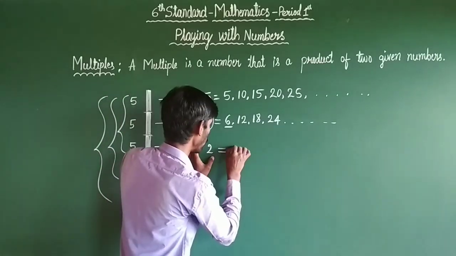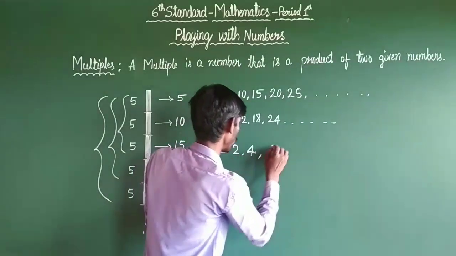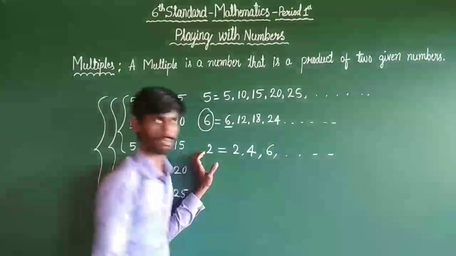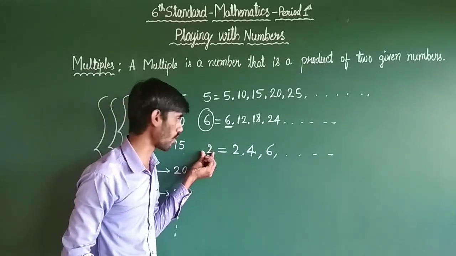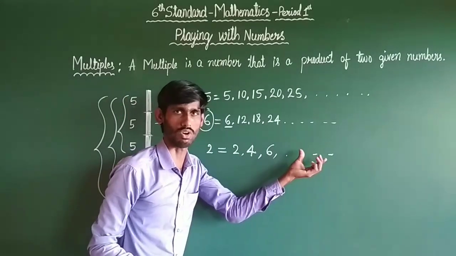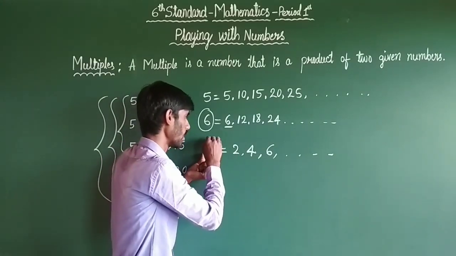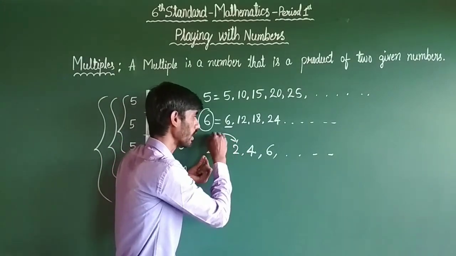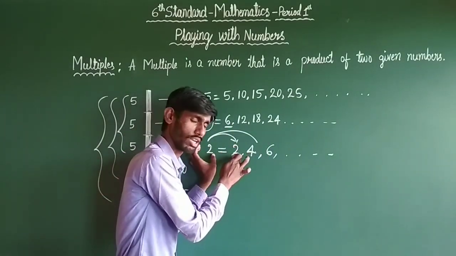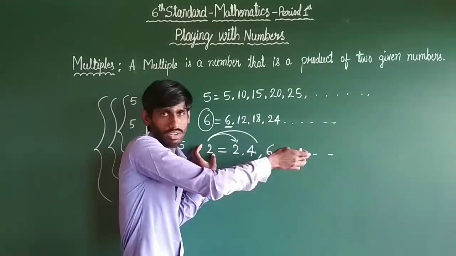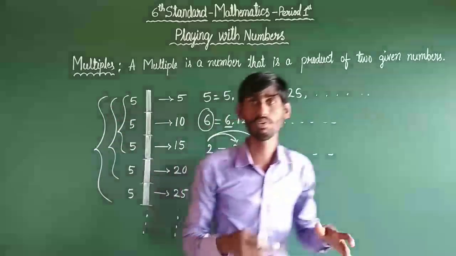For example, you may take 2. Multiples of 2 are 2 1 ja 2, 2 2 ja 4 and so on. So, what are the multiples of 2? The multiples of 2 are 2, 4, 6 and so on. Okay. See, the multiple is always equal to the given number or greater than the given number, not less than the given number. It's a very important point. Okay, let us move to the next concept.